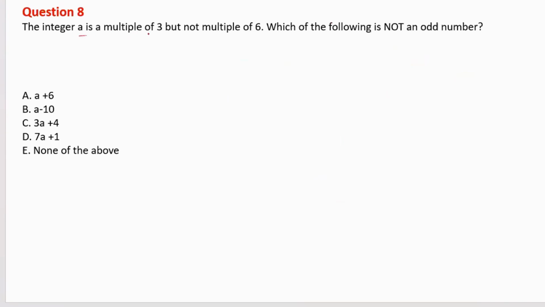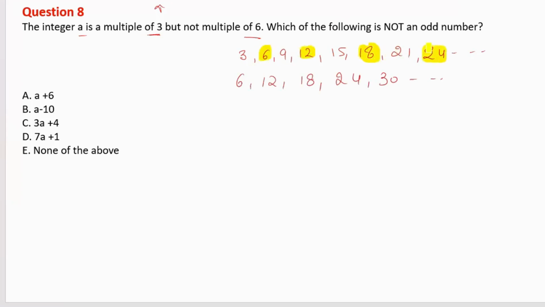The integer a is a multiple of 3, but not a multiple of 6. I have been given an integer which is a multiple of 3, but not 6. Multiples of 3 will be 3, 6, 9, 12, 15, 18, 21, 24, and so on. Multiples of 6 will be 6, 12, 18, 24, 30, and so on. If I cut 6 here, 12 here, 18 here, 24, and all these values, what can you see there?